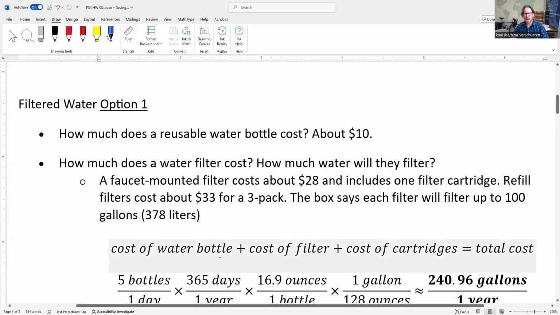So here I've just got the answer to this is going to be the cost of the water bottle, which is $10, cost of the filter, which is $28. And then the more difficult question is, what's the cost of the cartridges? That'll be our total cost for the year.